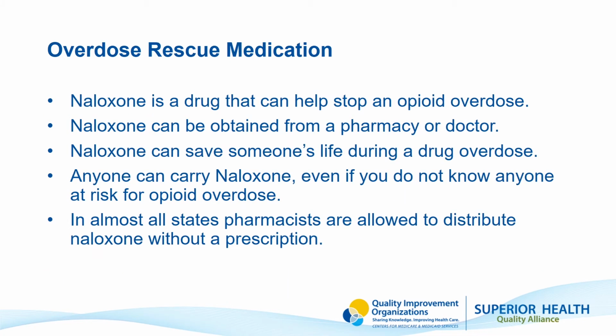Overdose rescue medication is an important strategy to prevent opioid overdose deaths. Naloxone, also known as Narcan, is a drug that can help stop an opioid overdose. It can be obtained from a pharmacy or prescriber. Anyone can and should carry naloxone, even if you do not currently know someone at risk for overdose, just in case you happen to be the first responder to an overdose.